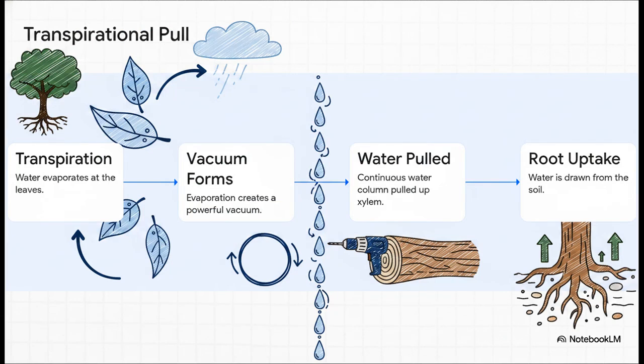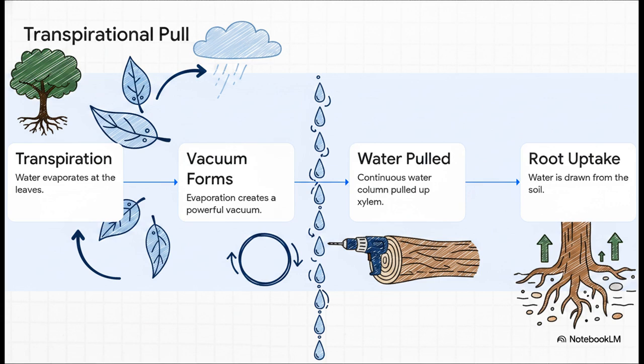First, water evaporates from tiny pores on the underside of the leaves called stomates. That process is called transpiration. In fact, 97 to 98% of the water a tree takes up is just evaporated right back into the air this way. Now, as that water leaves, it creates a vacuum. And because water molecules really like to stick together, that vacuum forcefully pulls on the water molecules right behind them. This creates a continuous microscopic column of tension all the way down the trunk and deep into the soil.